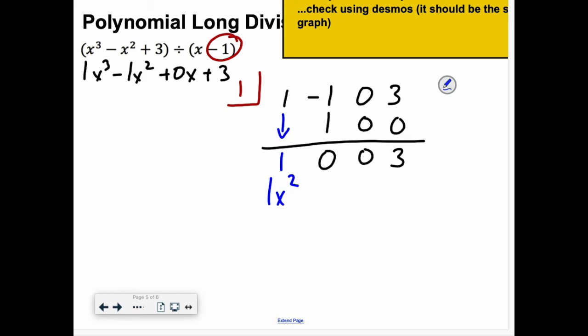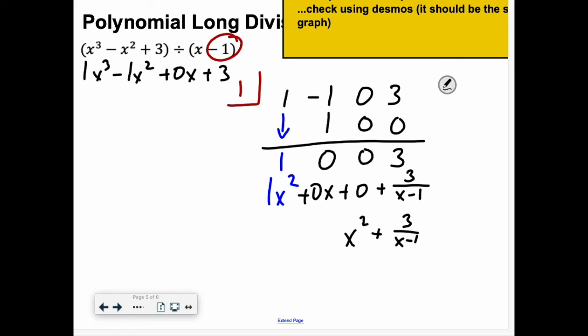1x squared plus 0x plus 0 plus 3 over x minus 1. You can just rewrite this as x squared plus 3 over x minus 1. We were able to do that really quickly just using synthetic division.